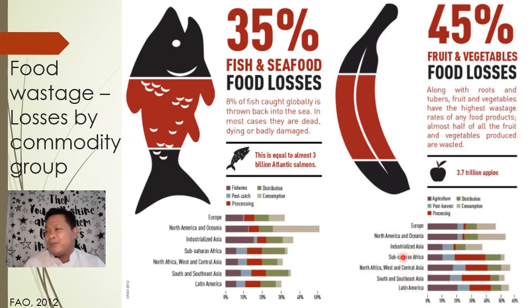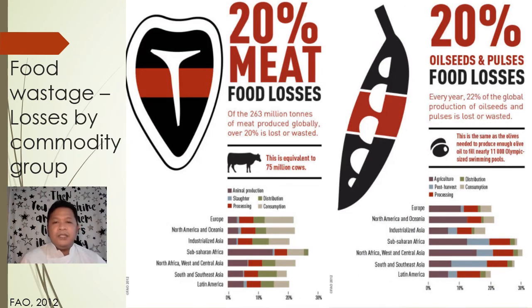So, okay. Mahirap talaga itong fruits and vegetables, and that's why it's a continuing challenge for us food scientists and technologists to do something about it. Thankfully for meats, oilseeds, and pulses, medyo mababa naman yung losses, thanks in fact to the nature of the food and the available technologies for their preservation. Pero malaki pa rin yung 20% ng meat, no? That's still 75 million cows. And for the olives, for example, there's enough to fill 11,000 Olympic-sized swimming pools worth of olive oil.